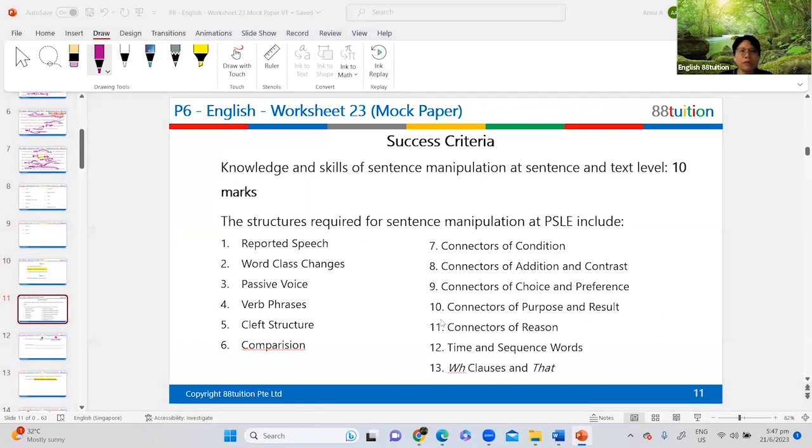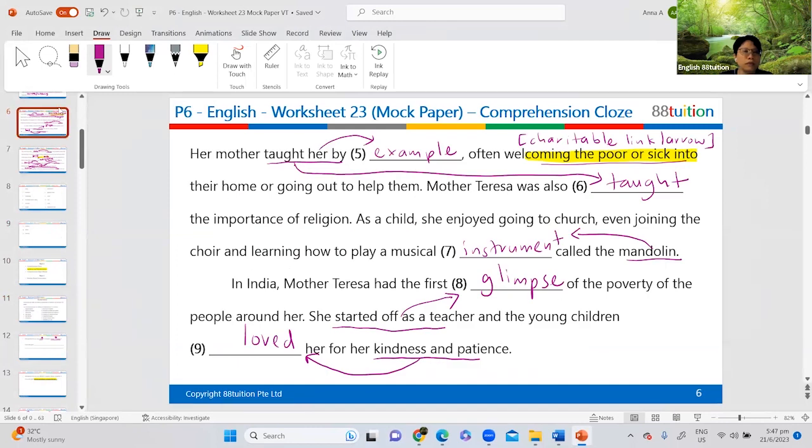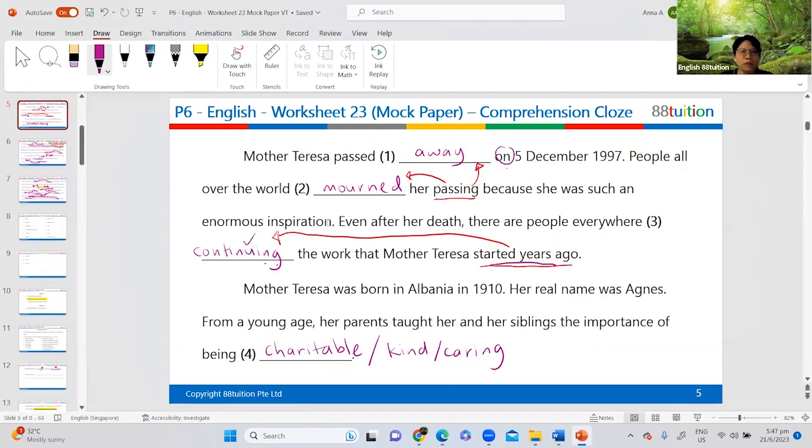Question 3, can it be "appreciate"? Hold on, I go back to question 3 since somebody is asking. "There are people everywhere appreciate the work." Appreciating, is it? It's more of continuing, because after her death, even after her death, there are people everywhere continuing the work that Mother Teresa started years ago. She started this, and it still continues. So it needs to be a gerund here.